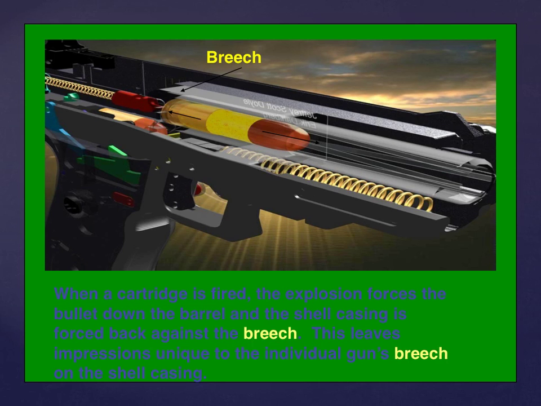So the breech of a gun is pretty much just a chamber closest to the back of the gun where the bullet actually gets loaded. Now when a cartridge is fired, because you have this buildup of gases, it's going to force the bullet down the barrel, but it's going to trap the shell casing, also known as the cartridge, against the metal part of the breech. And again, that breech is just the chamber in which the bullet sits before it gets fired off. Well, that metal chamber is going to have some unique impressions or unique characteristics that get forced down onto the cartridge, and it's going to leave behind a mark, and we can use those marks to determine what type of gun that cartridge was fired from.